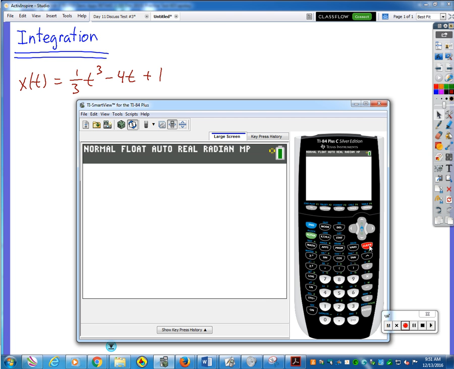The 83 also won't do this symbol. Again, it just does it in words. So you just have to learn. So those are the trade-offs.